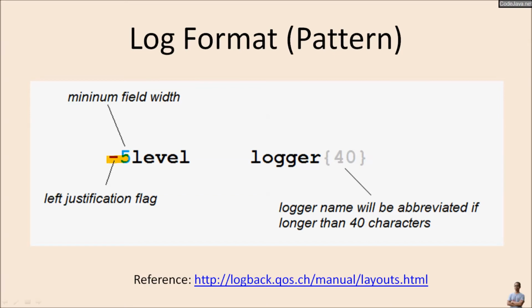We see a left justification flag with minus, and the number is the minimum field width, which means if the content of the field, for example the logging level, is less than the minimum field width, then it will be padded with spaces. We can also use this number inside a bracket after the logger name. So if the logger name is longer than 40 characters, it will be abbreviated for more readability.